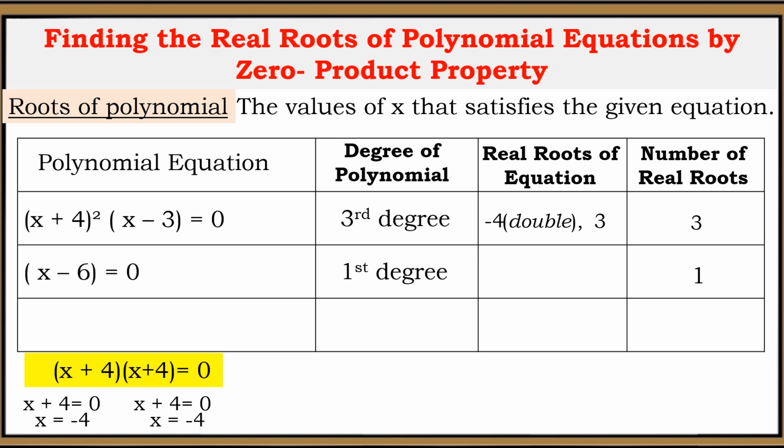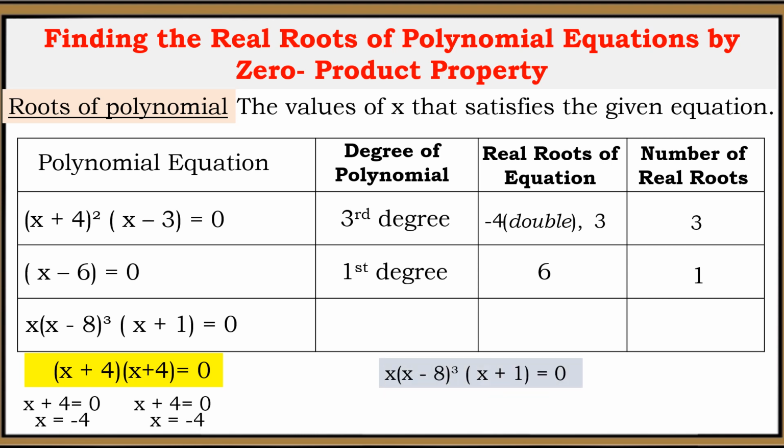And what is the root? X minus 6 is equals to 0, therefore x is equals to 6. Another example, x times x minus 8 to the third power times x plus 1 is equals to 0. Tingnan natin. So, isulat muna natin, mag-solve muna tayo. Let us equate this to 0.